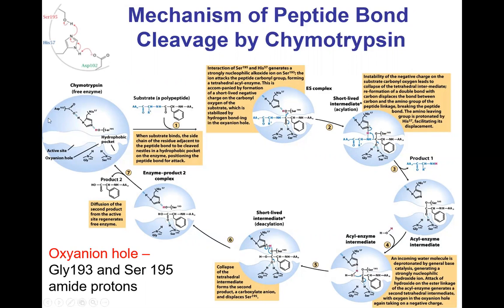Chymotrypsin catalysis happens in two phases. What we call the acylation phase, shown here on the top end, is where you form this covalent acyl enzyme intermediate, shown here on the extreme right. When you form that covalent acyl enzyme intermediate, you have already cleaved the peptide bond that needs to be cleaved, which is shown here as product 1. But in the acyl enzyme intermediate, the enzyme is still bound to the other part of the substrate.